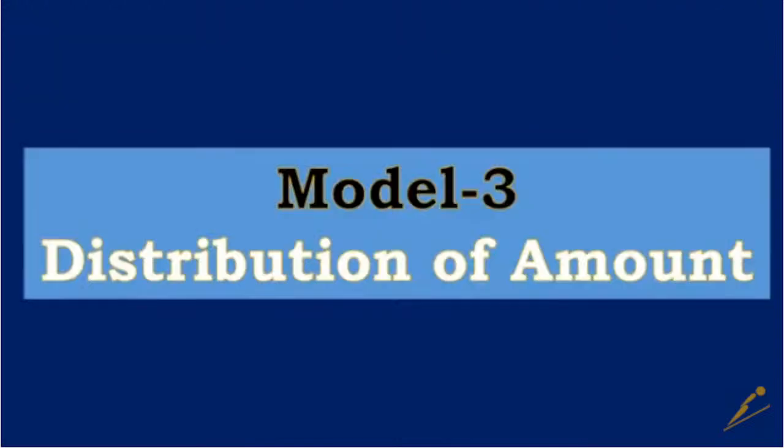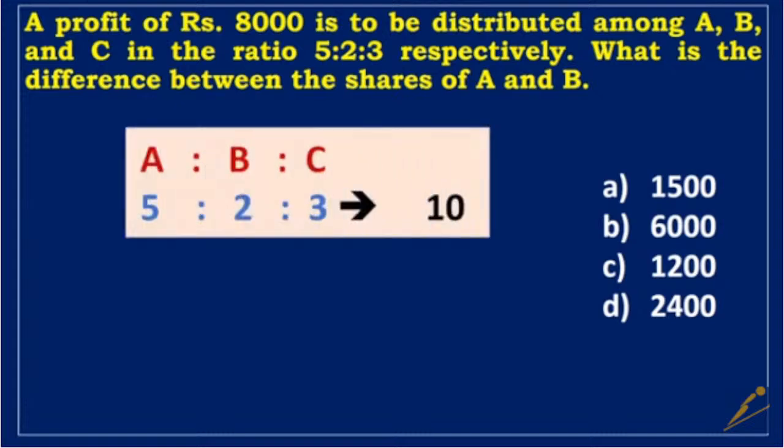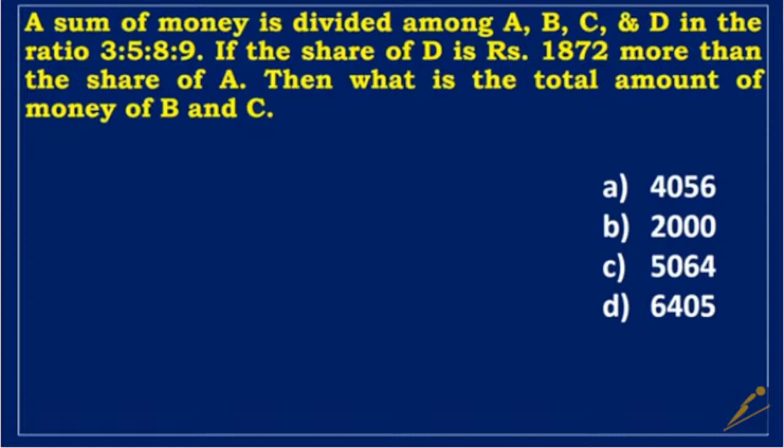Model 3. Distribution of amount. Example 1. A profit of Rs 8,000 is to be distributed among A, B, and C in the ratio 5 to 2 to 3 respectively. What is the difference between the shares of A and B? The sum of A, B, and C is equal to 10. The difference between A and B is 3. The value 10 is equal to 8,000. Then the value 3 becomes 2,400.